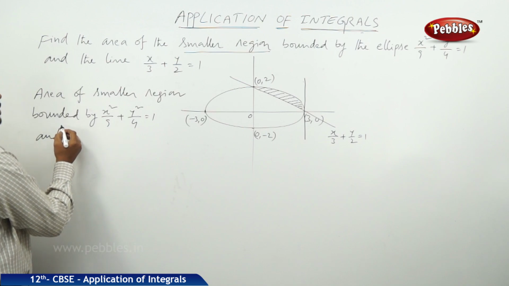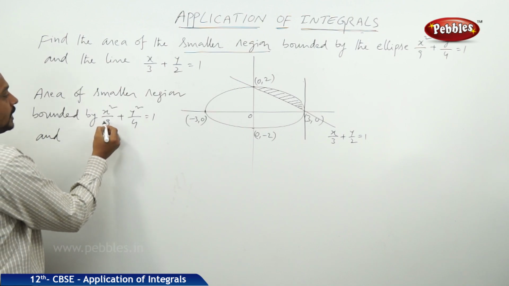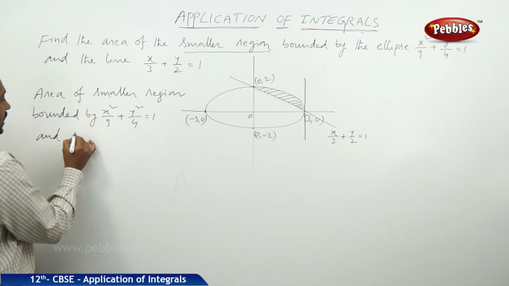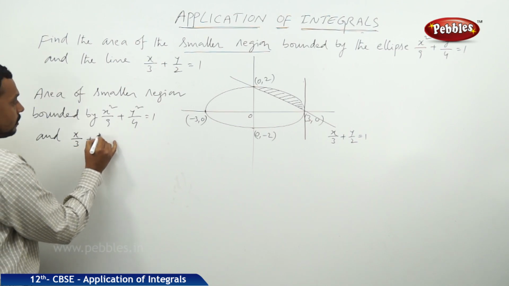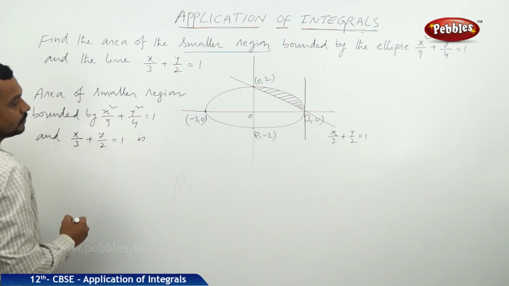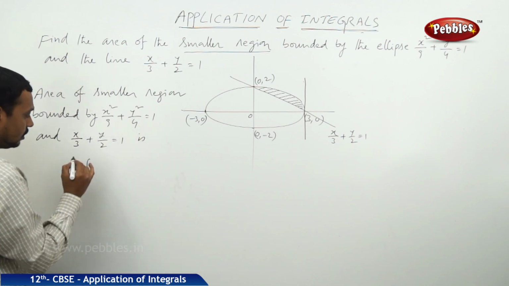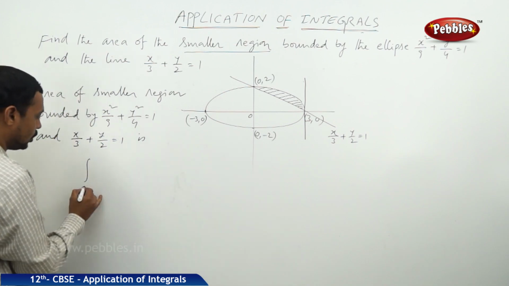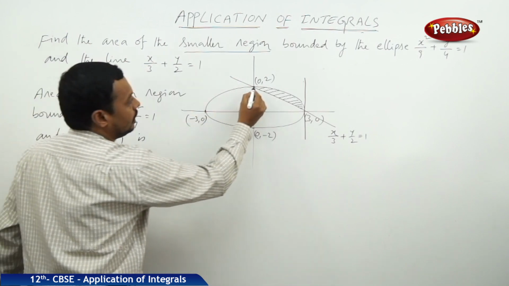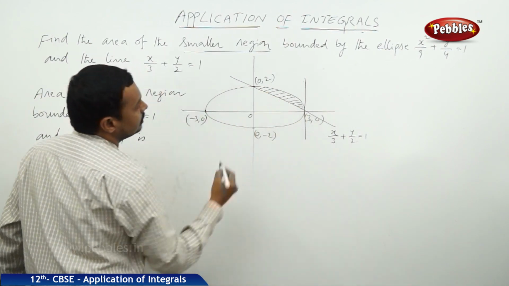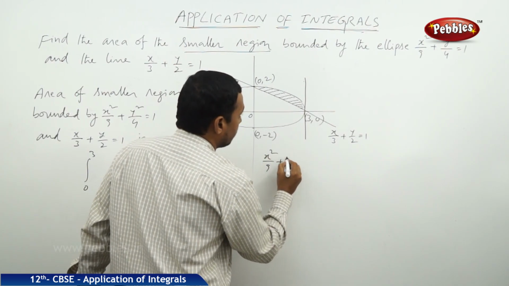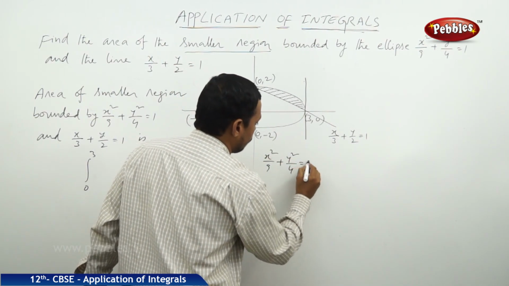The area of the smaller region bounded by x²/9 + y²/4 = 1 and the straight line x/3 + y/2 = 1 is, now, the integral from 0 to 3, and here the upper one is the ellipse, that is x²/9 + y²/4 = 1.